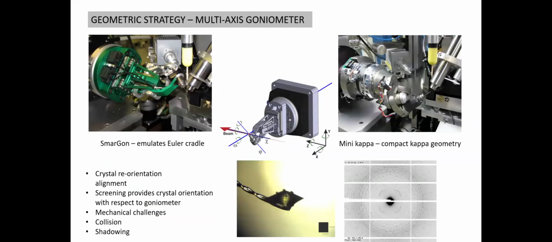Now, in recent years, multi-axis goniometers have become more and more available on MX beamlines, and they come basically in two shapes. One is the SmartGon goniometer, which emulates an Euler cradle, and the other one is this mini kappa goniometer, which basically is a compact kappa geometry. What these multi-axis goniometers do is basically add different axes to the main rotation axis omega, which in the literature is often called phi, unfortunately. Here, the chi axis in case of the SmartGon, or the kappa axis in case of the kappa goniometer. And then the phi axis would be no longer collinear with omega if there's an offset angle applied.